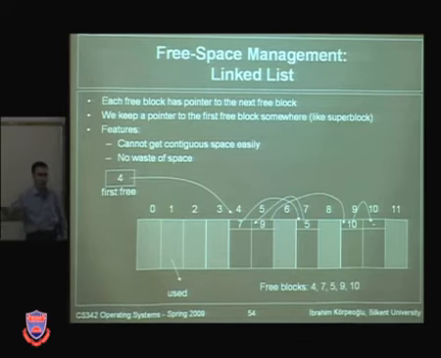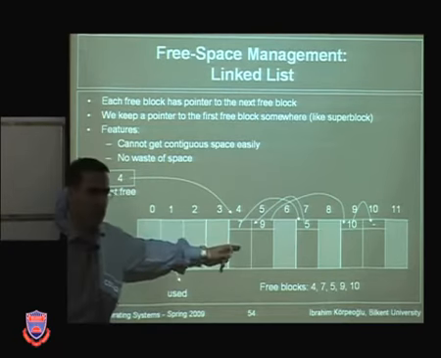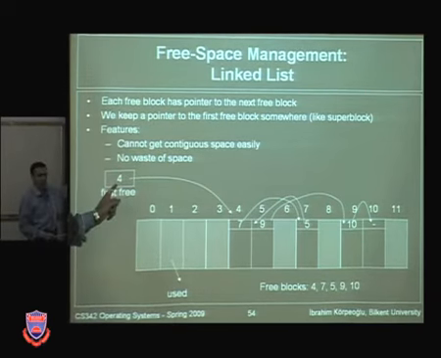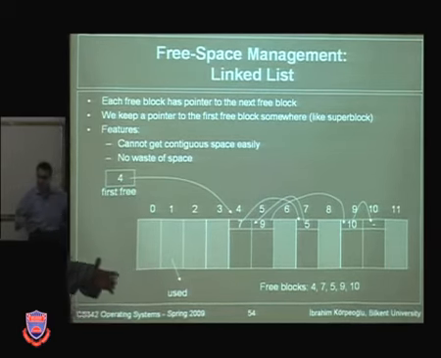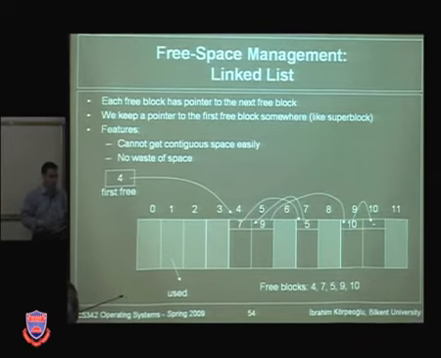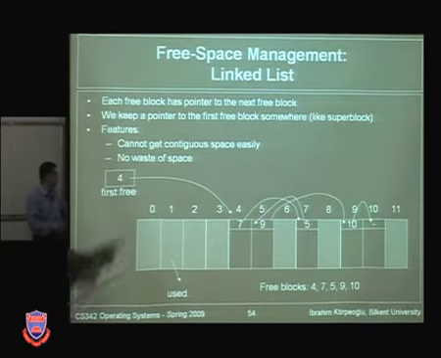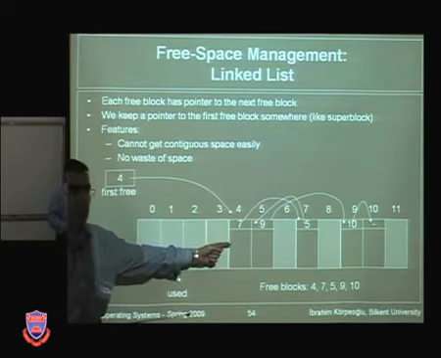So in this way, you can just link the free blocks together, and you can also store a pointer to the first free block. That pointer can be stored, for example, in some special location on the disk. For example, in the super block. The first block of the disk partition can be the super block, used to store some information about the file system, including, for example, such a pointer pointing to the first free block.